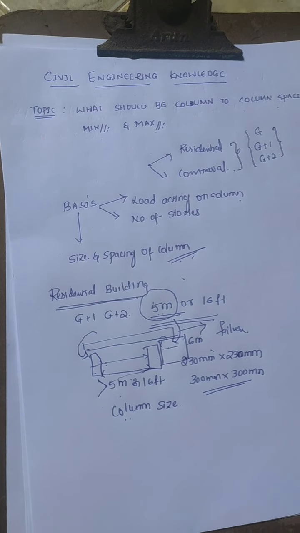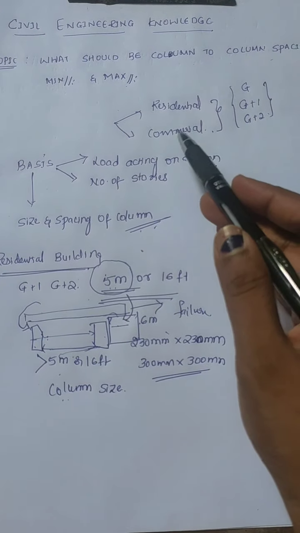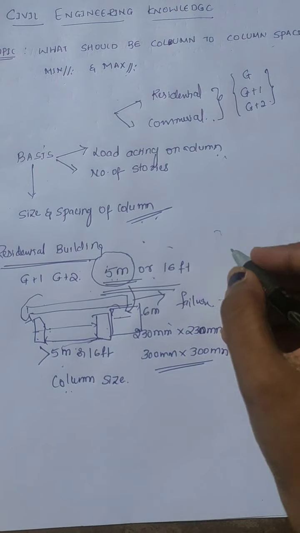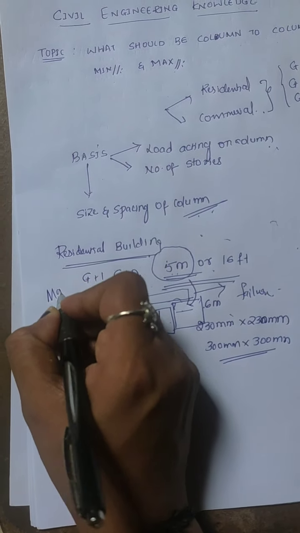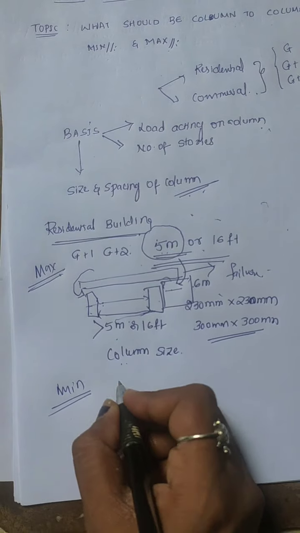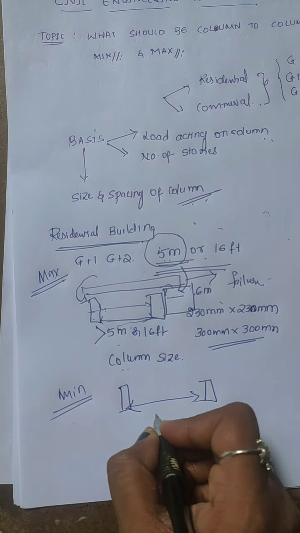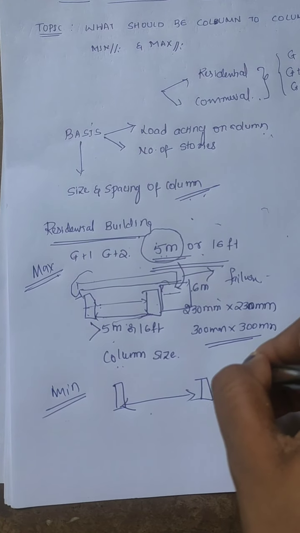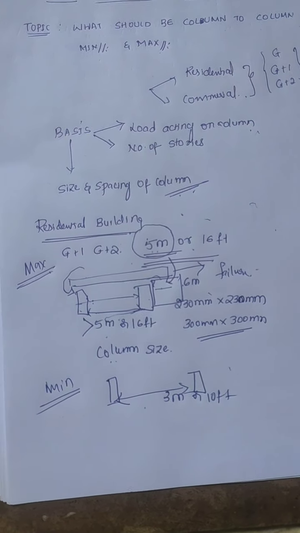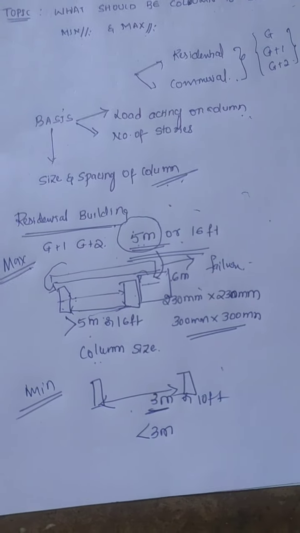Then we will see what is the minimum. This will be applicable for both residential and commercial in case of G+1, G+2 or ground floor buildings. Now we have seen the maximum condition, now we will see the minimum condition. The minimum column to column distance should be 3 meter or 10 feet. If it is lesser than 3 meter, what happens?